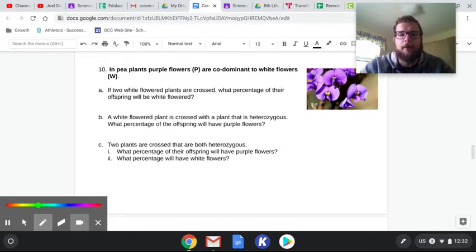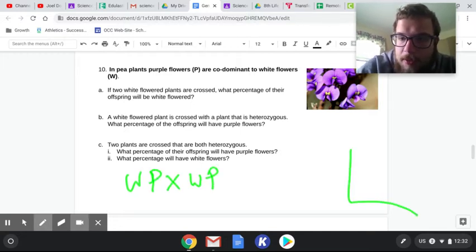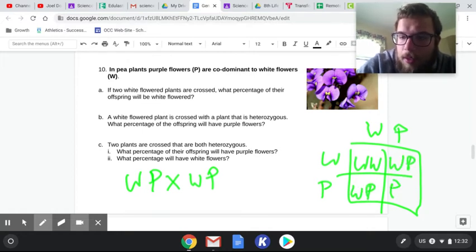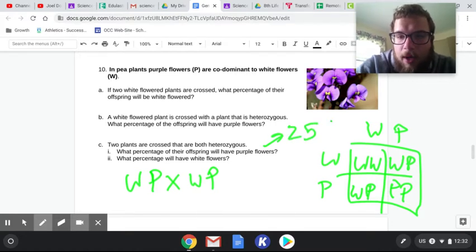Two plants are crossed that are both heterozygous. So that means they're both going to be WP and WP. Let's do that Punnett square, and I bet we're going to get some more interesting answers here. WW, WP, WP, and PP. What percentage of the offspring will have purple flowers? It's going to be 25%. Okay, 1 out of 4.